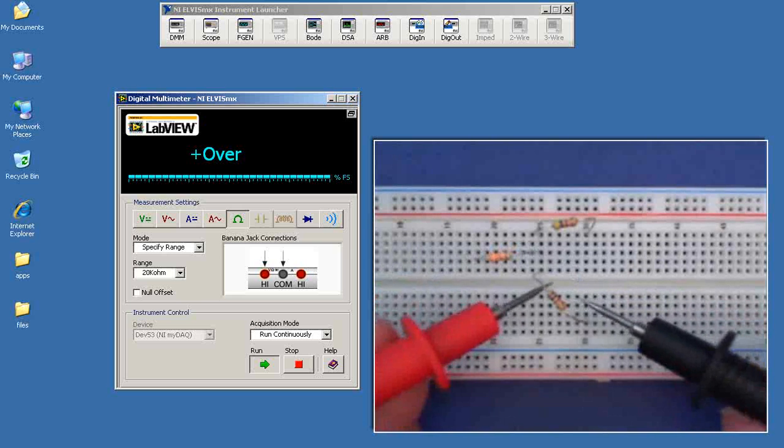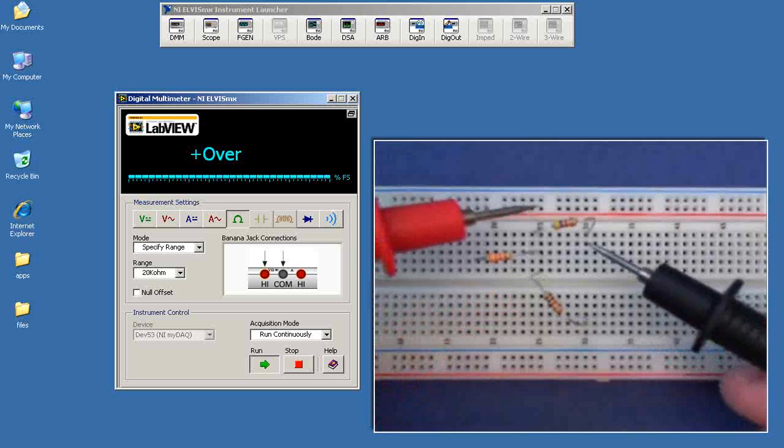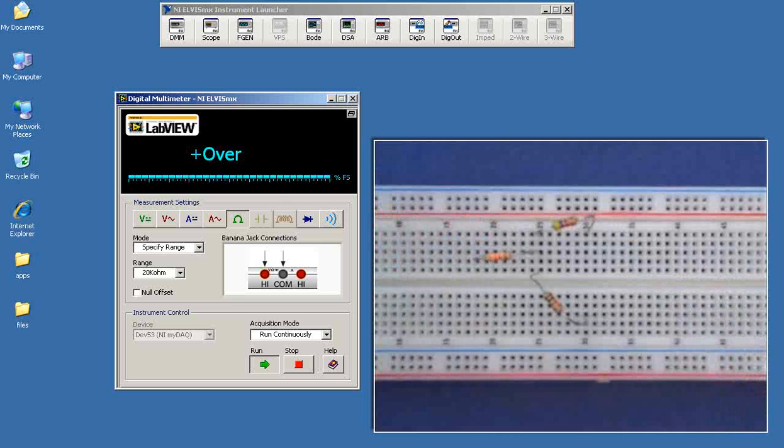You'll notice that I have all three resistors disconnected from each other, or at least their ends are disconnected, so that means I can easily measure all three of the resistors while they are more or less in place on the breadboard.